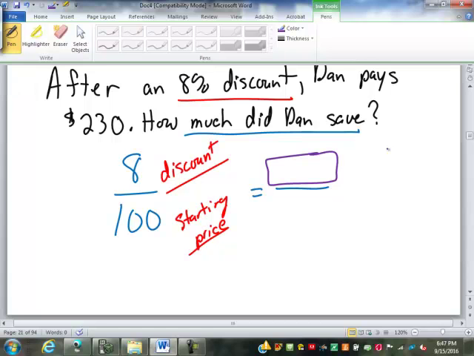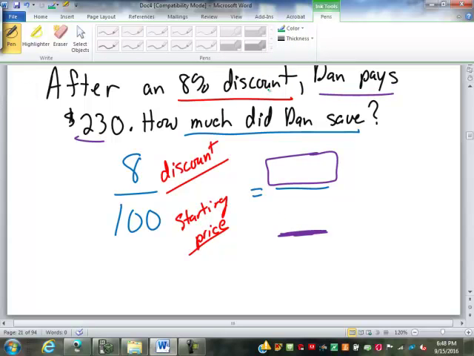So I put in 230 here and cross multiply and divide, right? What's the 230 represent? How much you paid? Is that the starting price? No, that's after the discount. I cannot put 230 in here. So right now I don't have either number here. I cannot use the 8% to solve this problem. Well, I'm going to use it, but not like this.